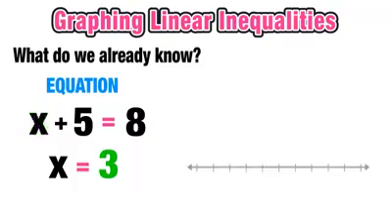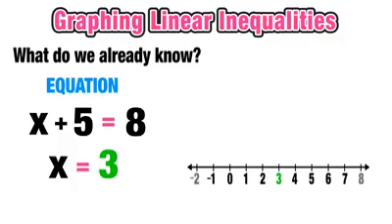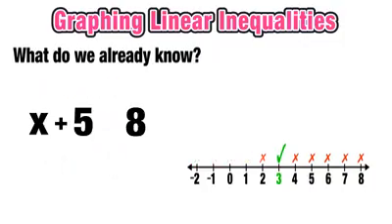Now, if we think of the solution to this simple equation in terms of a number line, we know that 3 is the only possible solution, and that any other value would not work for x since there's no other number that you could add 5 to that would equal 8. So this simple linear equation only has one possible solution.